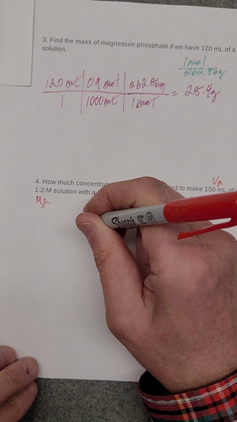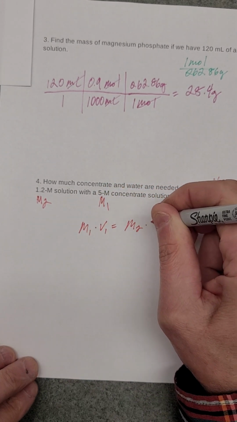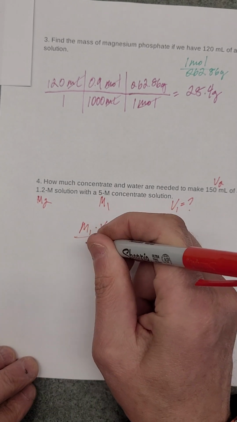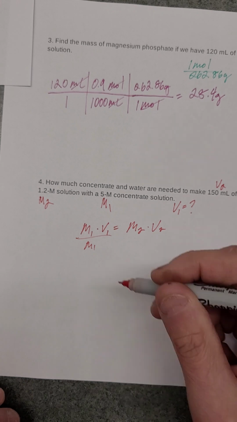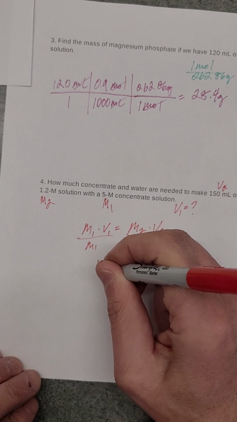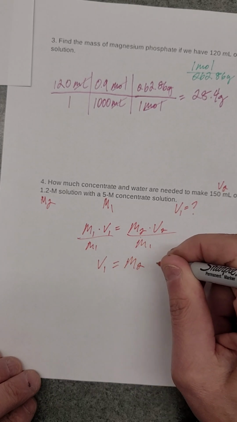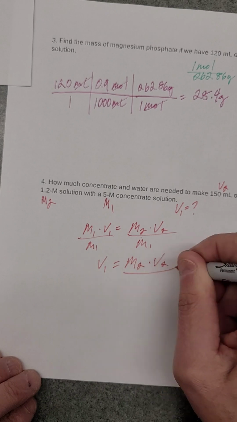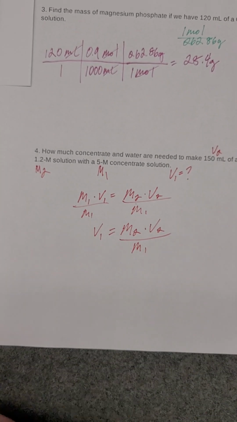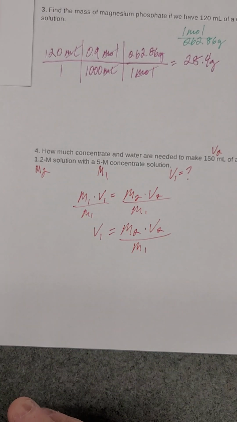So I'm going to use M1 times V1 is equal to M2 times V2. I need V1, so I'm going to divide both sides. Again, I can do this with the numbers. I like doing it with the variables first and then plugging in the numbers. So I know my equation's going to look like this. V1 is equal to my molarity of my second times my volume of the second divided by the molarity of the first. Now I plug in my numbers. I've already kind of indicated what those numbers are going to be based on what the sentence is.